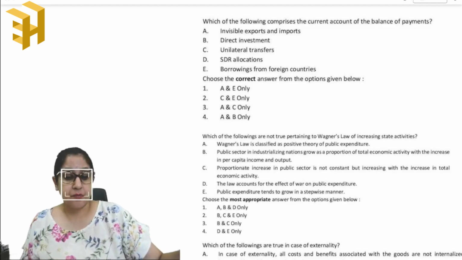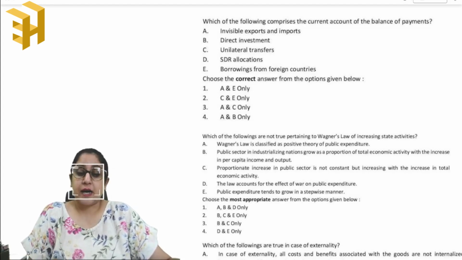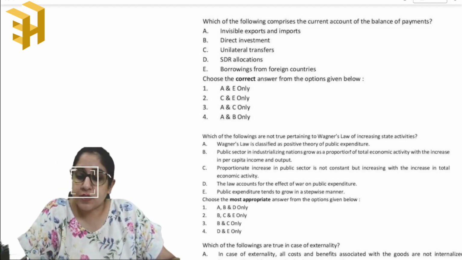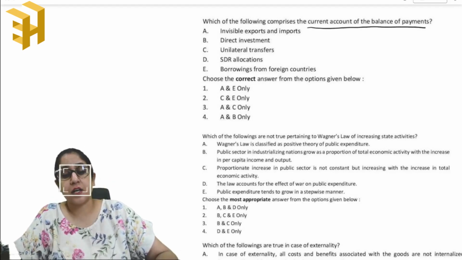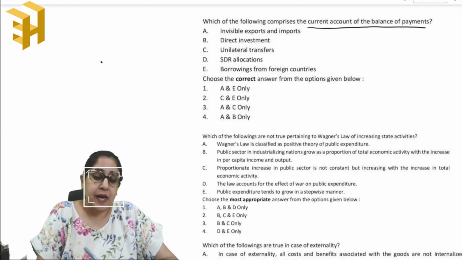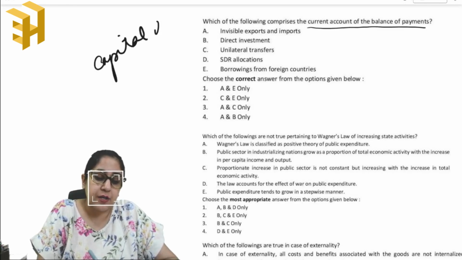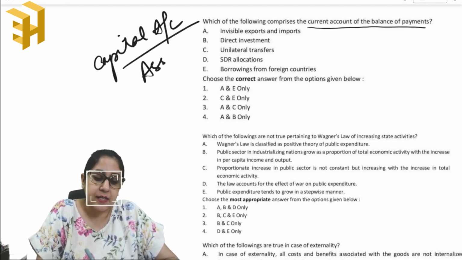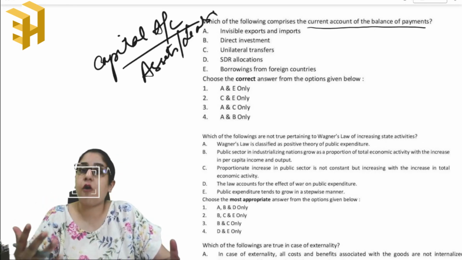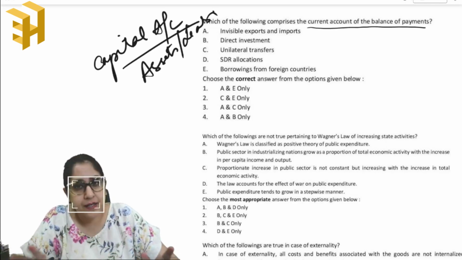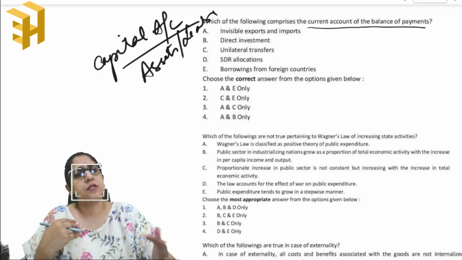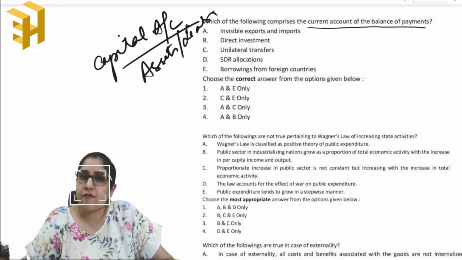Okay, so let's begin. Now, first question is that which of the following comprises the current account of the balance of payments? Now, one thing that you should know is that the current account basically deals with recurring kind of payments, whereas the capital account deals with your assets or liabilities or investments, basically where there is creation of asset or there is a liability that is being created. So that comes under capital account, whereas current account is some recurring payments. There is no creation of asset as such.